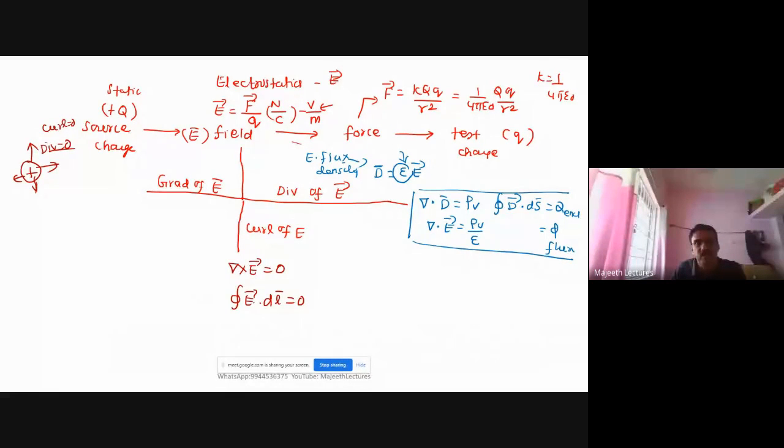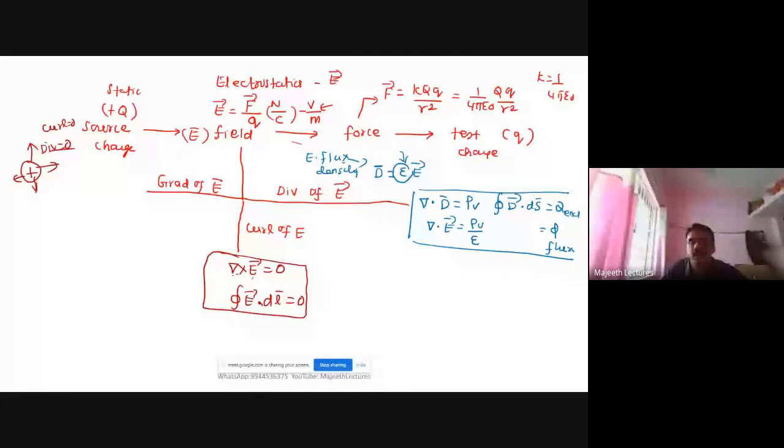Why is E dot dl 0? E dot dl, where dl is a line integral, is talking about the rotation of electric field. So the rotation of electric field is 0. This is also curl of electric field, or rotation of electric field, being 0. So curl of electric field is 0. Fine, this is another thing we have to remember.